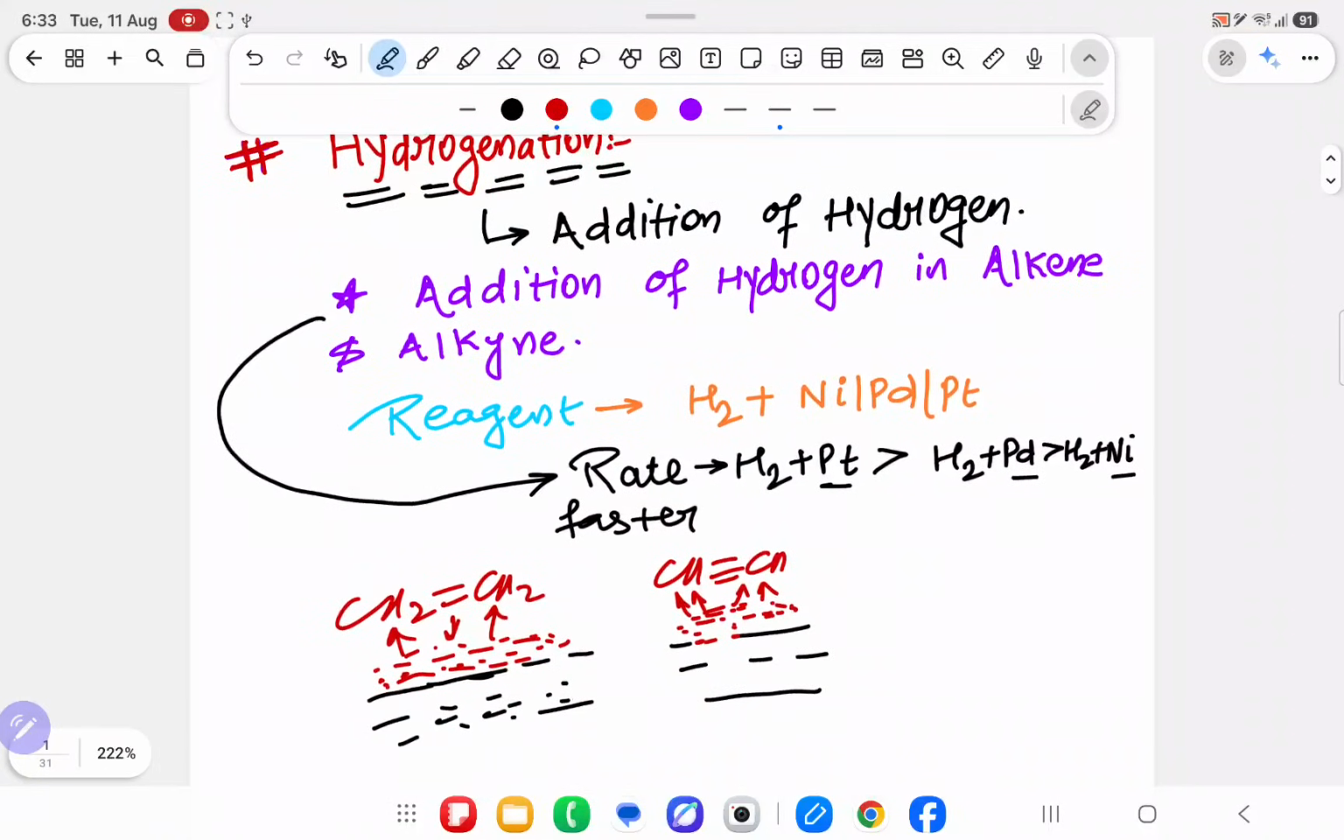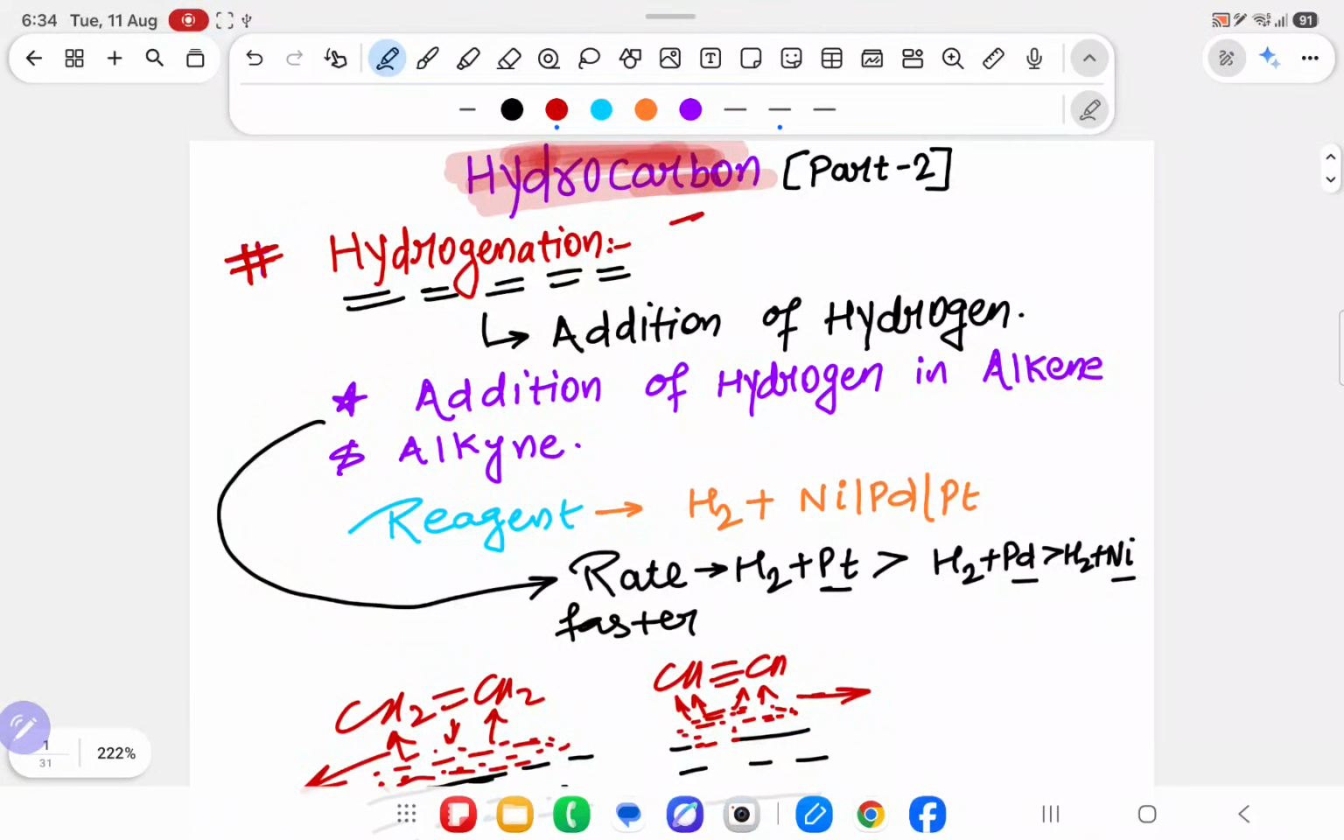Now what are you doing? You are putting the alkene or alkyne in front of the plate. That plate has distributed lots of hydrogen. So will it attack from the same side or the opposite side? Same side. So hydrogenation is syn addition. Sir, not understood. Again, I am saying that hydrogenation means addition of hydrogen in alkene and alkyne. The reagent we will use is H2 with nickel, platinum, palladium catalyst. In that, H2 platinum is the fastest, then H2 palladium, then H2 nickel. This is the faster rate.